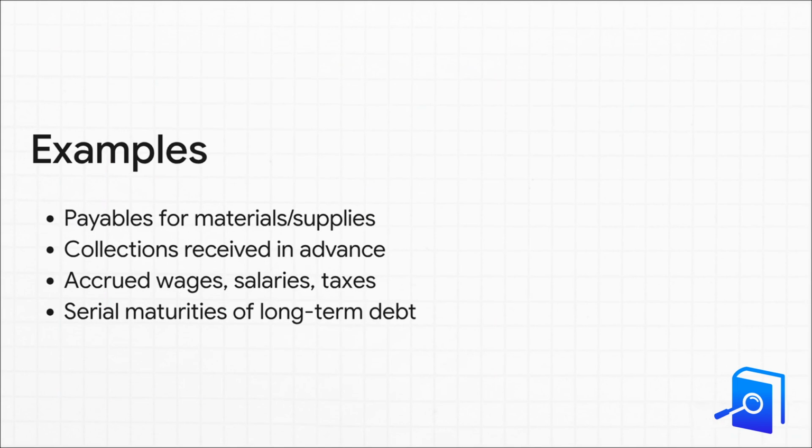It's the money you owe your suppliers, the wages you owe your employees, and of course, the taxes you have to pay. It also covers money you've already received for a service you haven't delivered yet, like a customer deposit. And this is a big one. It includes the piece of a long-term loan that's due within this next year.